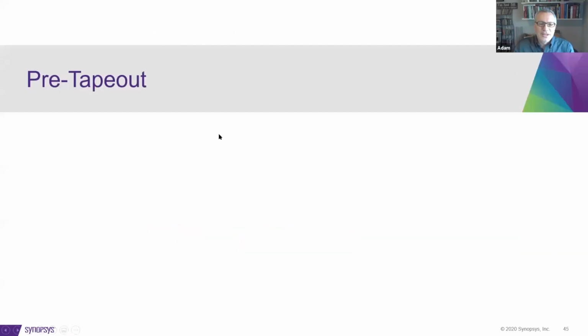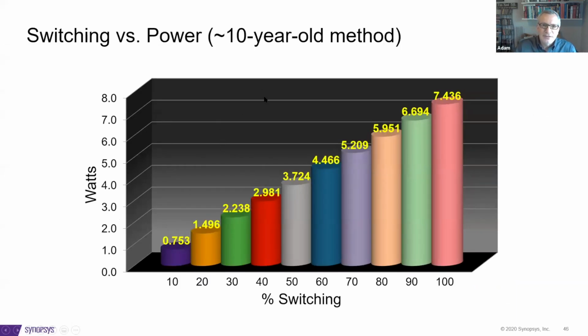So now getting to correlation, let's go to pre-tapeout first. Again, these slides have been presented for a long time, and I keep updating them with new things, for example the self-gating that I showed you for the memory arrays. But here's some old data. PrimeTime PX can tell you, with some kind of switching activity, how many watts you're using. So you can see, more switching, more power. We know that.